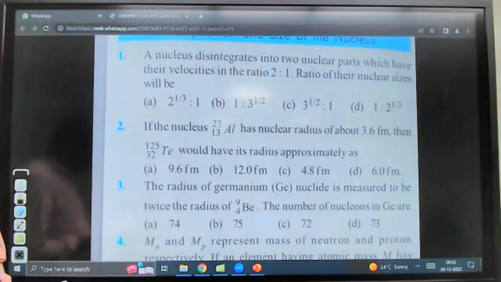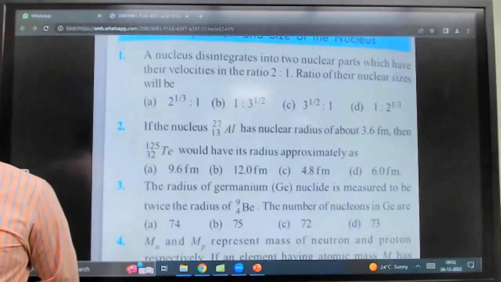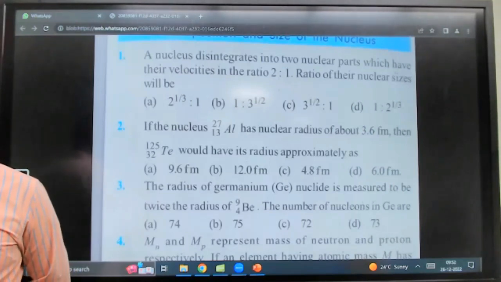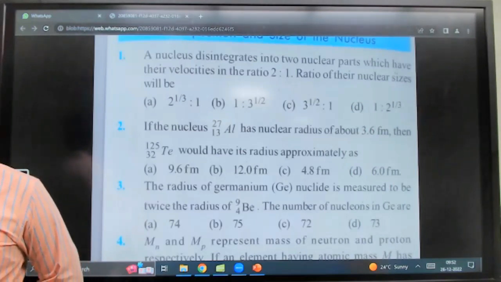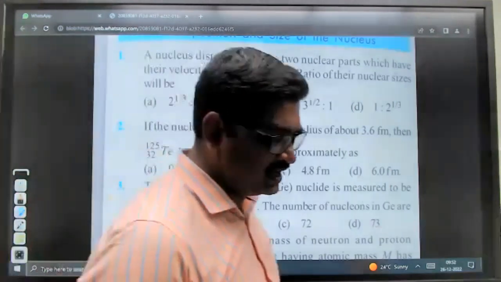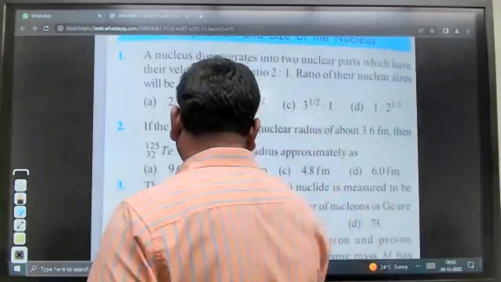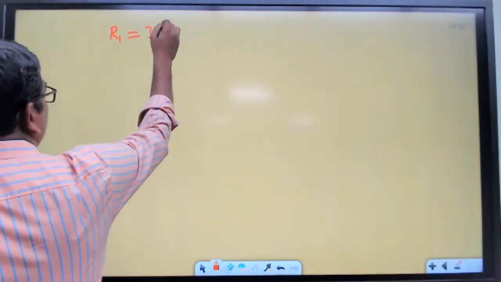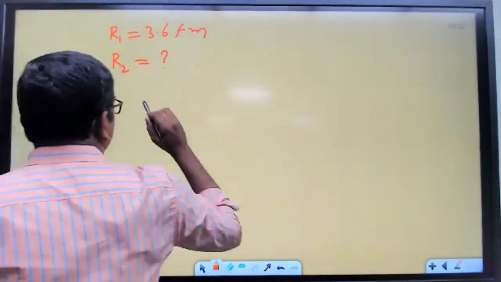Second one. If the nucleus 13Al27 has a radius about 3.6 Fermi, then 32Te125 would have the radius approximately. So radius of the first one is given as 3.6. We need to calculate radius of the second one. Write down the given data first. Radius of first element is R1 equal to 3.6 Fermi. Next, radius of the second one we need to identify.